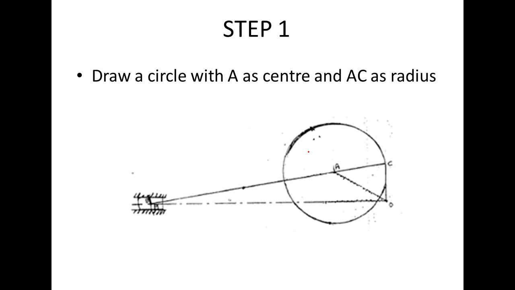Step number 1: after constructing the velocity diagram, draw a circle with A as the center, that is one end of the crank, and AC as the radius. So take this line AC as the radius and draw a circle. That is step number 1.